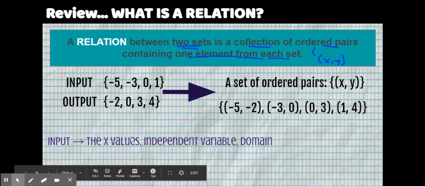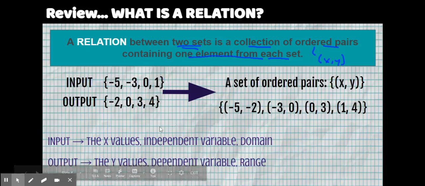Remember, input values have 3 other names. We can call them X values, independent variables, or domain values. And again, output values as well are called the Y values, the dependent variables, or the range. And most often, we're going to try to transition you into using the words domain and range instead of input and output. This is the high school terminology that you will be seeing next year. So we're going to bridge that in to your vocabulary.